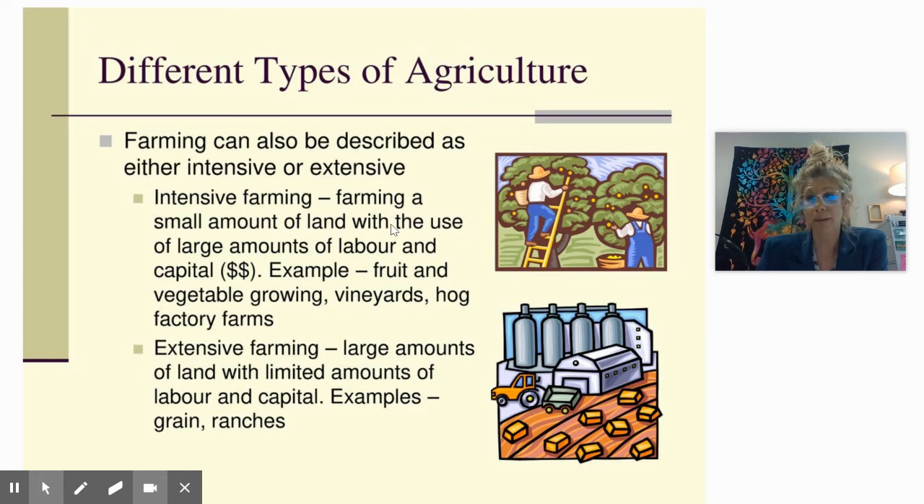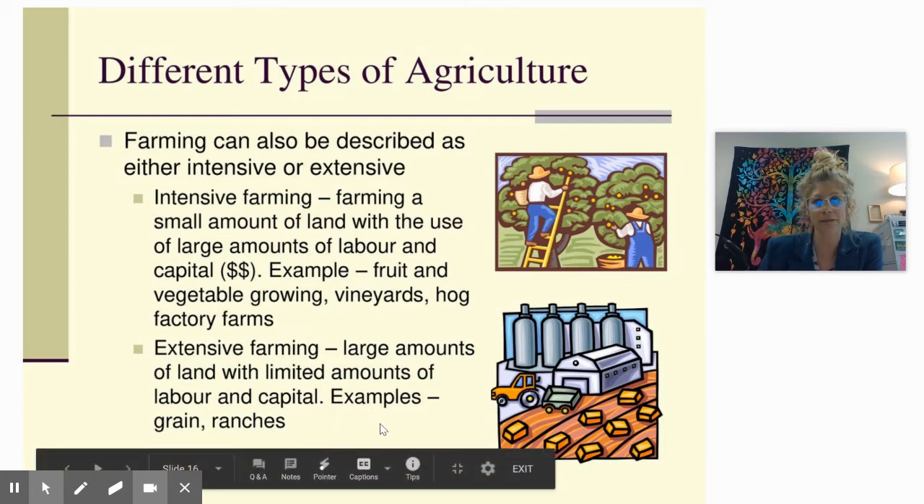So you have to have a lot of people working. An example that I would use for this is where you have fruit and vegetables growing, anything in vineyards, and that includes hog factory farms. Those are going to be examples of intensive farming. Now, extensive farming is kind of the opposite of that.